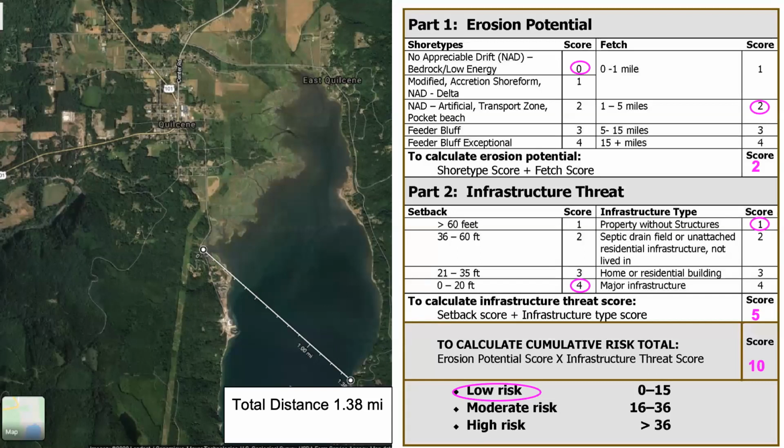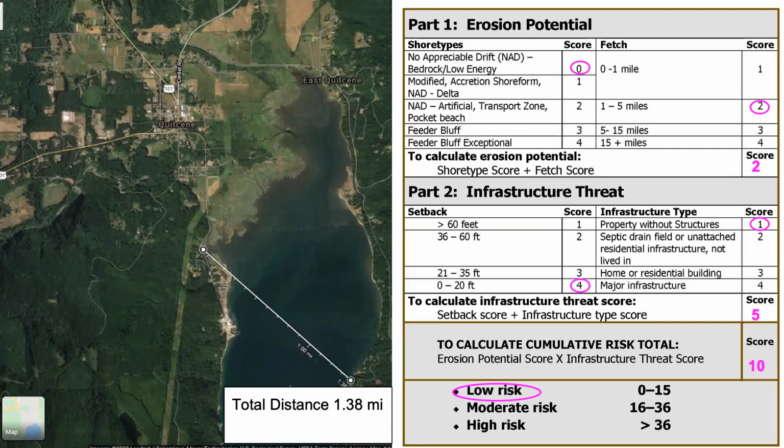So I'm going to give the answers here for the infrastructure section. There's basically no offset from the top of the slope to the back of the parking lot, but it's an unoccupied space without any structures. So we select a 4 for the setback score and a 1 for the infrastructure type score, and adding, we get a 5, and then we multiply to get our total risk of 10, which indicates a low risk site, well within that low risk section.